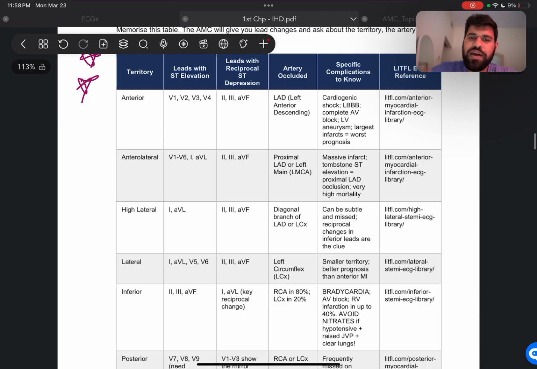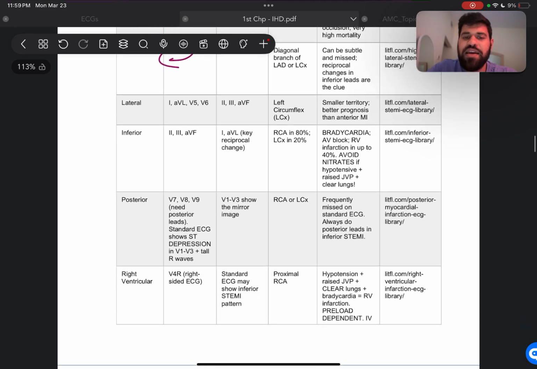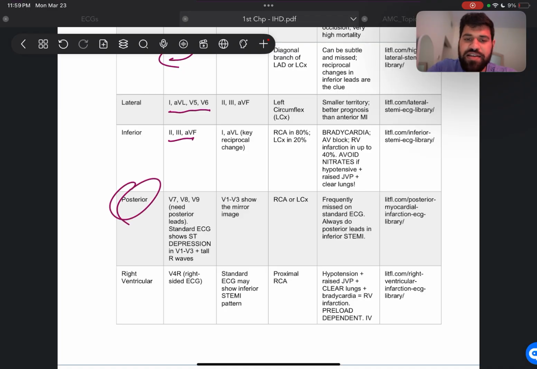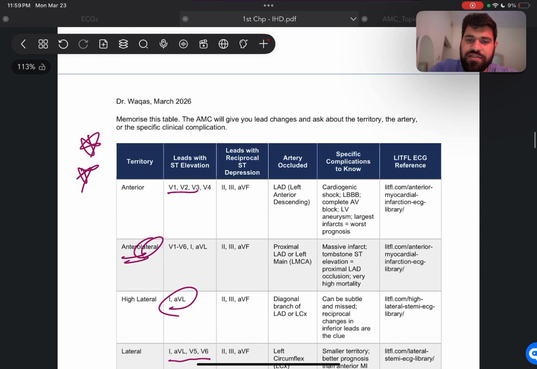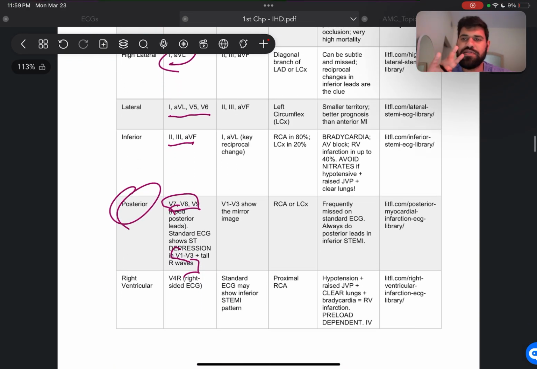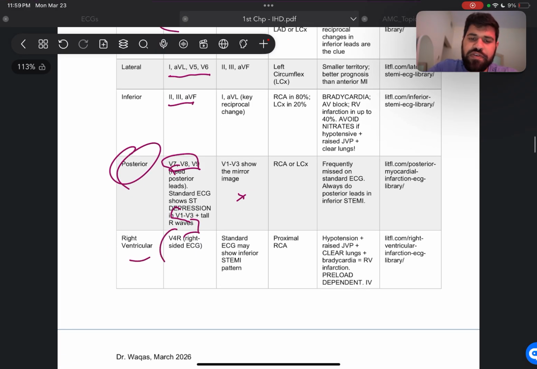All right, so anterior is V1, 2, 3, 4. Anterolateral is anterior plus lateral, so V1 to V6, the first lead and AVL. Then high lateral is 1 and AVL. Just lateral is 1, AVL, V5 and V6. Inferior is 2, 3, AVF. Posterior is V7, 8, 9, and we need to get the posterior leads, with ST depression in V1 to V3 plus tall R waves. V1 to V3 were the anterior leads, right? So we're going to see a reciprocal of it in the anterior leads for a posterior STEMI. It's written here as well. Right ventricular is V4R, a right-sided ECG.